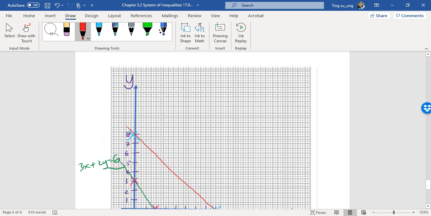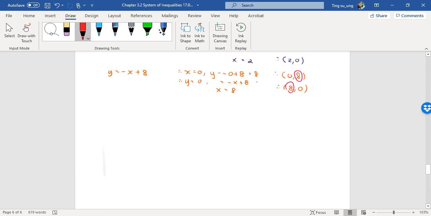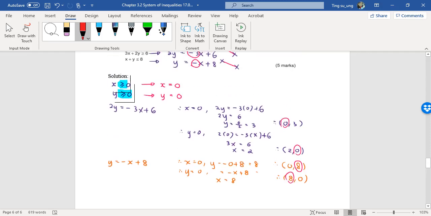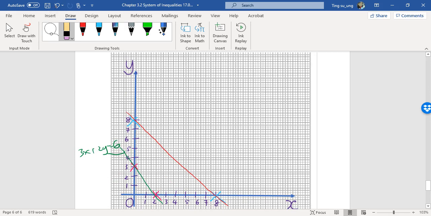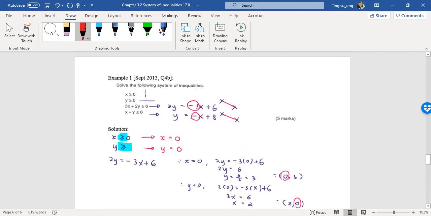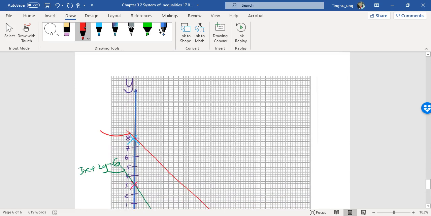Okay, so after that, what you need to do? You can get the details already. Something missing, correct? You need to name your graph: x plus y equal to 8. So you must write x plus y equal to 8, correct? You must label it.